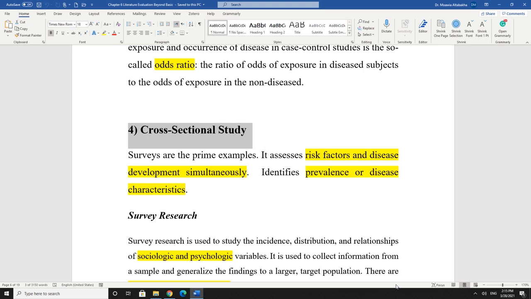And the main type of study is survey research. That's why survey research is considered a cross-sectional study, not crossover, cross-sectional. It tries to assess risk factors and disease development simultaneously, or what is the prevalence of a disease or a condition, or what are the characteristics of a disease. You know how you do the questionnaires or the survey.